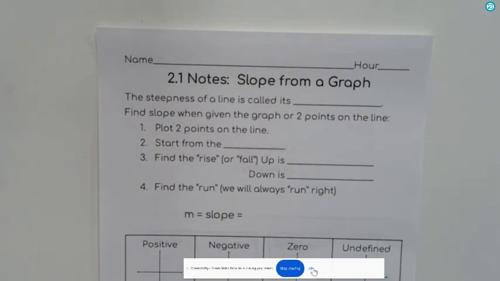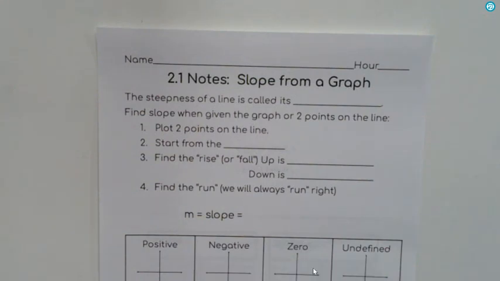Hey, today we are doing 2.1. 2.1, we are learning to find slope from a graph. This entire unit is about slope and lines. By the end of the unit, we will be able to graph a line and look at a line and find the equation of it, no matter what information we are given.